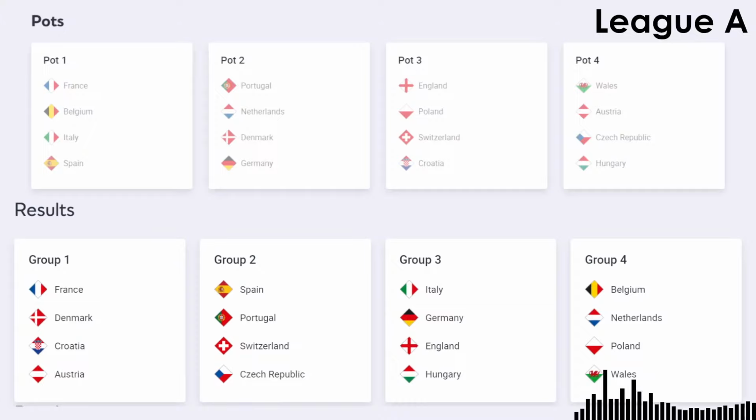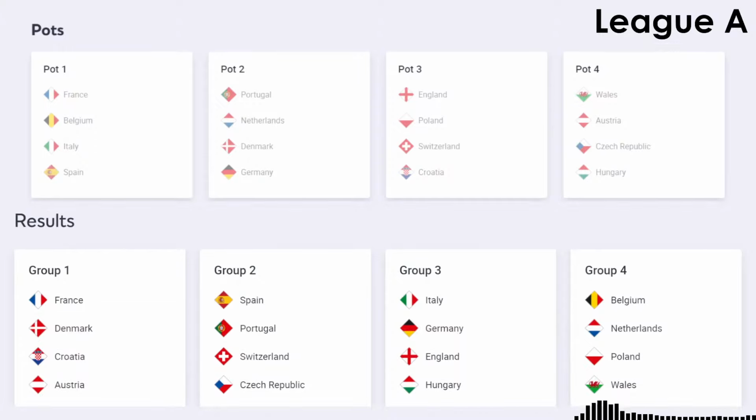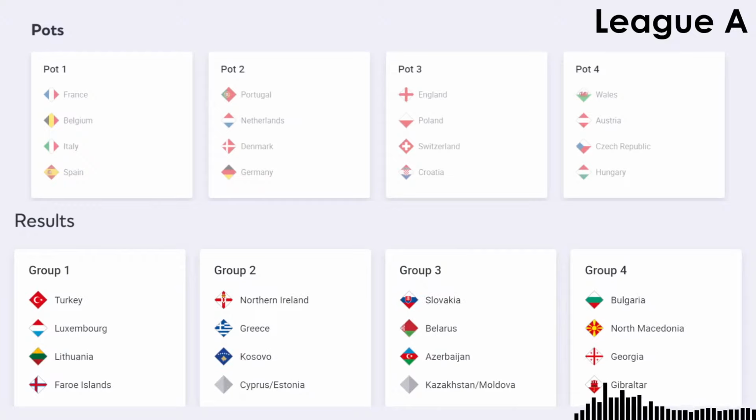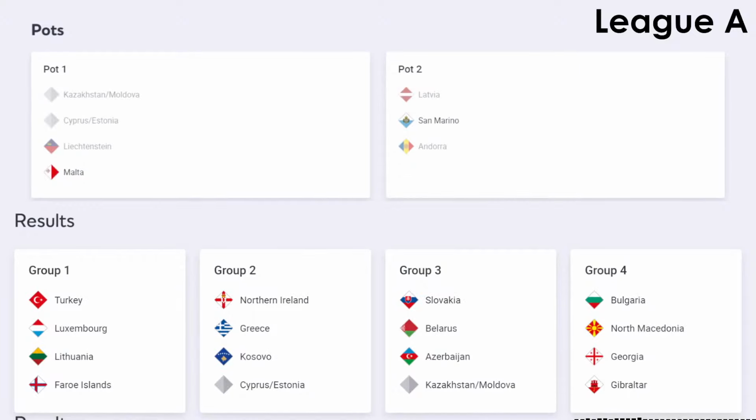Group 3: Italy, Germany, England and Hungary. Group 2: Spain, Portugal, Switzerland and Czech Republic. Group 1: France, Denmark, Croatia and Austria. And Group 4: Belgium, Netherlands, Poland and Wales. So it should be a tight match for them anyway. Group 3 should be a dead group. I don't know who's going to qualify. RIP Czech Republic. Okay bro. Who's the opponent of Czech Republic? Portugal, Spain, Switzerland and Czech Republic in Group 2. So the UEFA Nations League draw ends here.